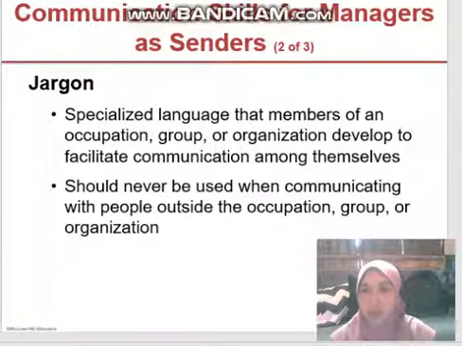When you want to convey a message to your subordinates in the organization, usually you will use jargon, the words that are familiar to your subordinates. Do not use the same jargon with people outside the organization who are not related to your organization, because they will not understand the message.